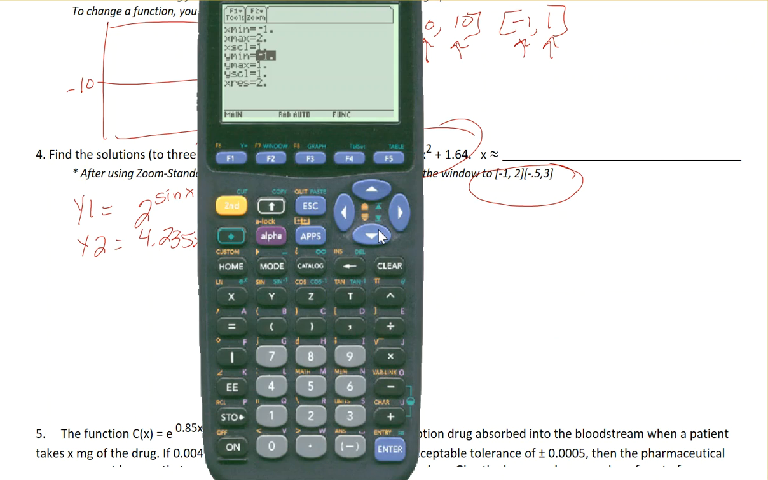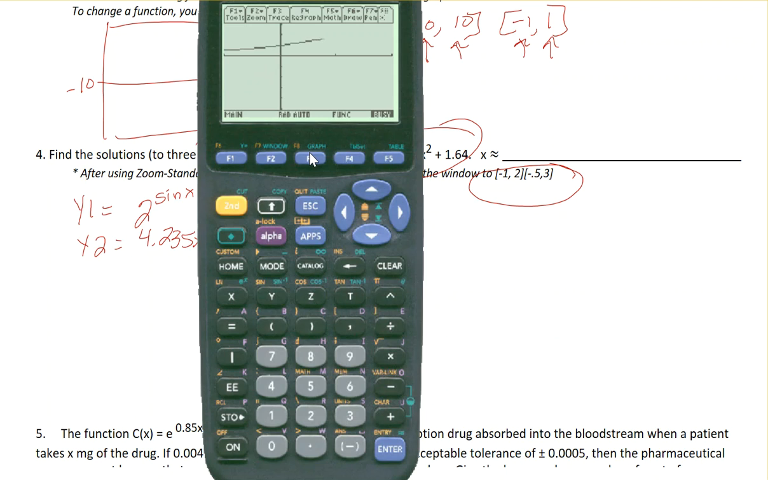And then for the y min, I want -5. And the y max, I want 3. The scale and the resolution you can change. Where do you want the tick marks? How far apart? But I don't really care about that. So I'm going to enter this, and then I'm going to go look at the graph.